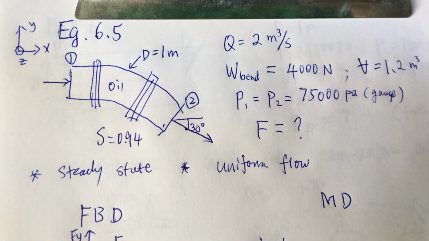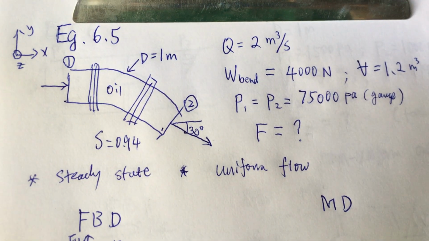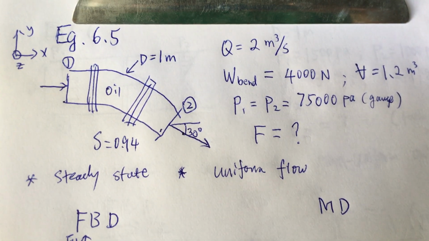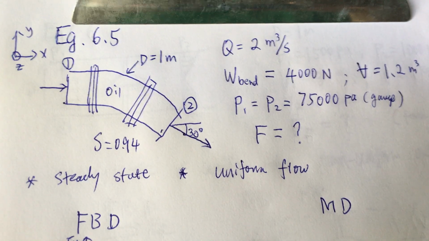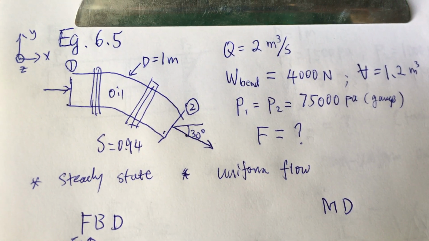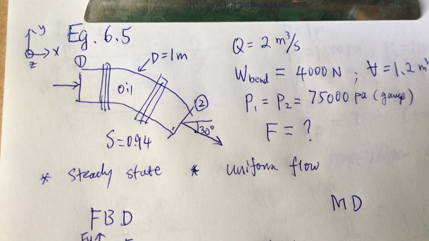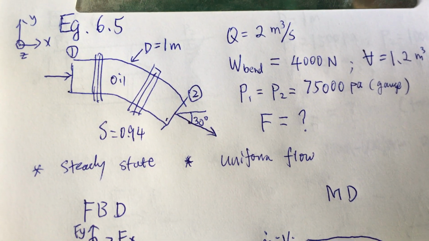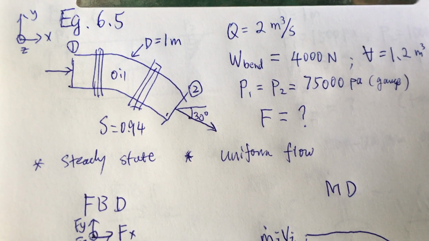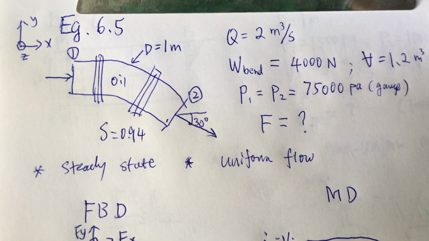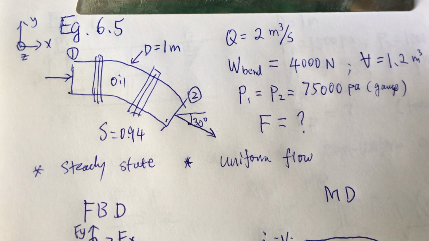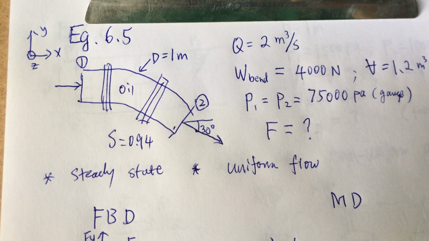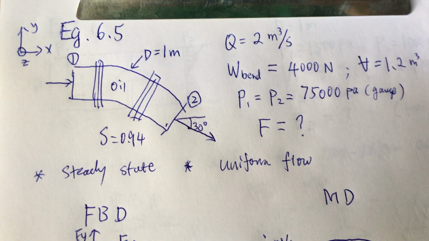So you're asked to calculate the force. Obviously, it's a conservation of momentum problem. That's your first choice. If you see a problem like this in the test, asking you to calculate force, conservation of momentum should be your first try. So again, the same questions you ask. Is this problem steady state? Is this uniform flow? Because if you have these two conditions, your equation is a little bit simpler, right?